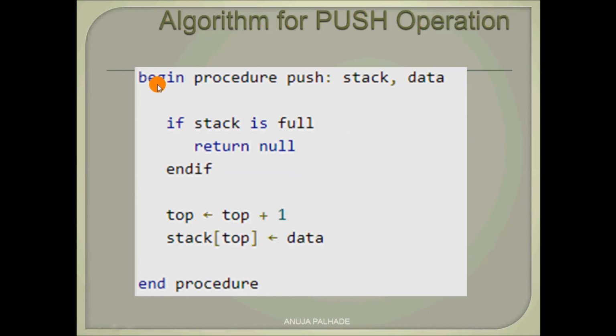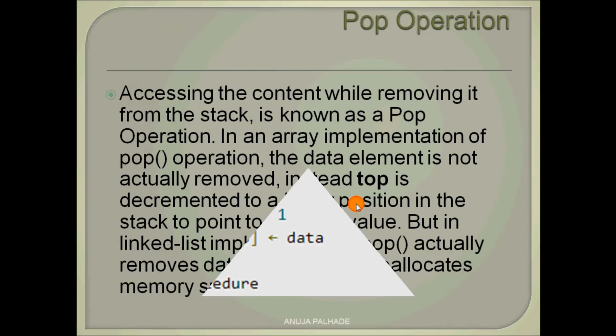You can see here, this is the algorithm. Begin procedure push, stack and data. So if it is full, it returns null. But if it is not full, top is incremented by 1 and then that top is set by the data. So this is the push operation algorithm.